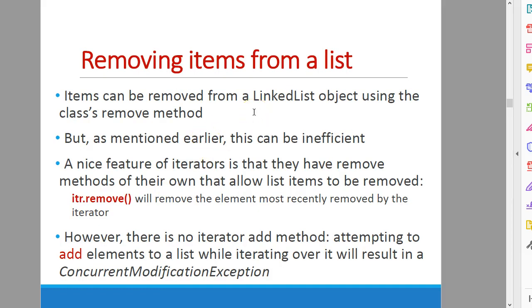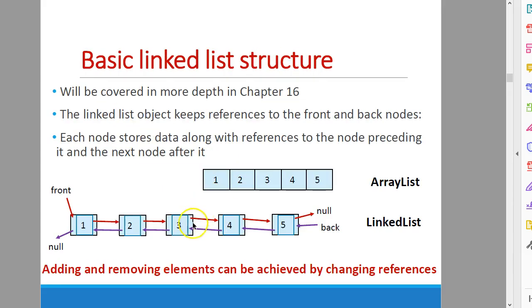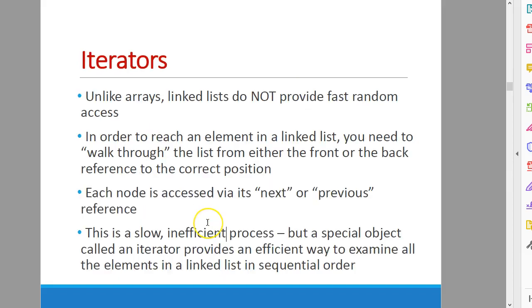Here it says that LinkedList has a remove method. It can be inefficient, yes, because it is, well, actually, LinkedList removes are not going to be inefficient because they have those pointers. Let's go back. So when you remove this item here, it's not inefficient because it's just going to have to reset a few pointers here.